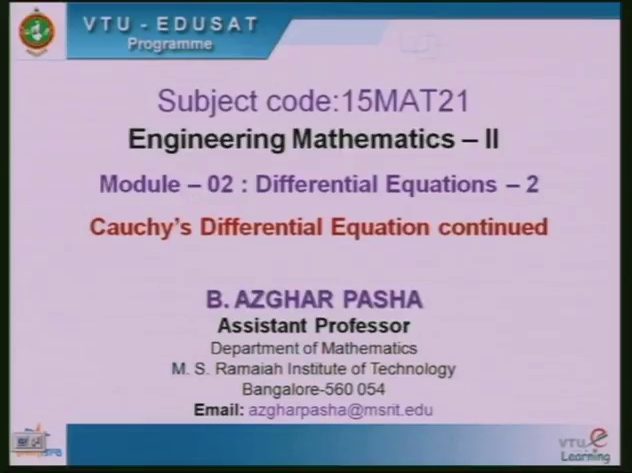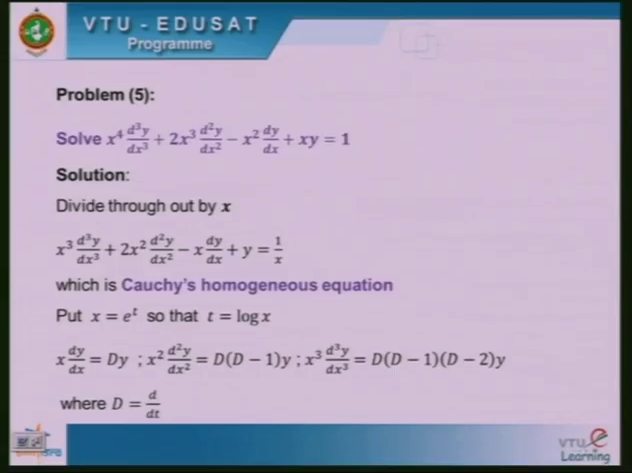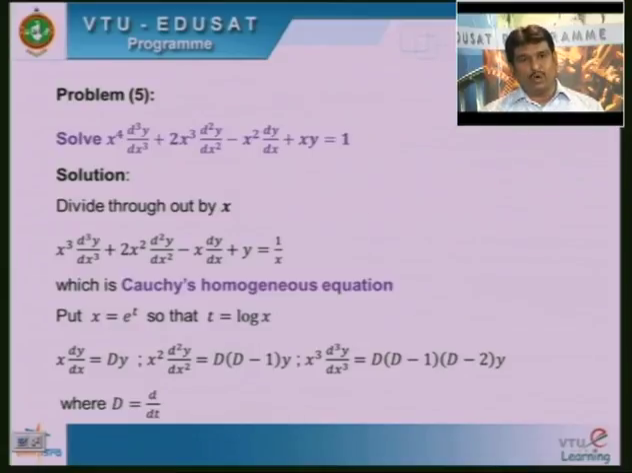I will be doing problems on Cauchy's differential equation, which is a continuation of my last session. Problem number 5 on Cauchy's differential equation. Solve x to the power of 4 into d cube y by dx cube plus 2x cube into d square y by dx square minus x square into dy by dx plus xy equals to 1.